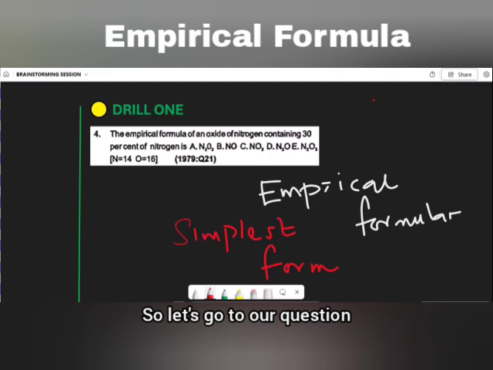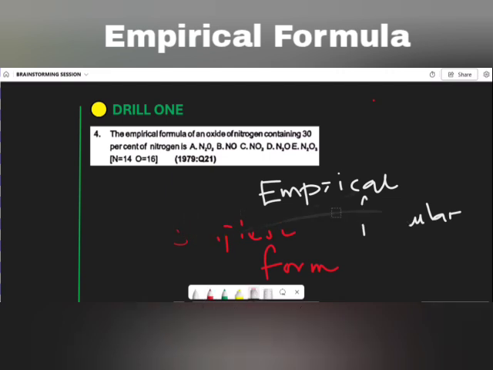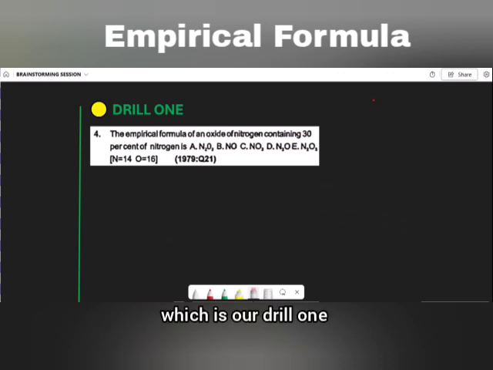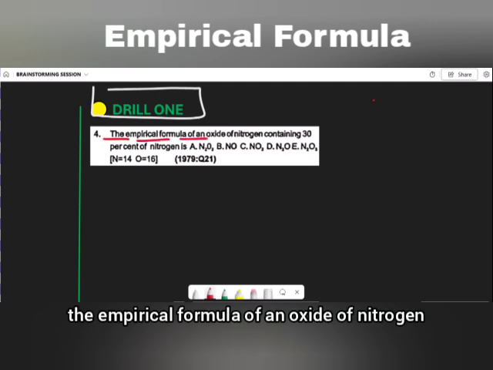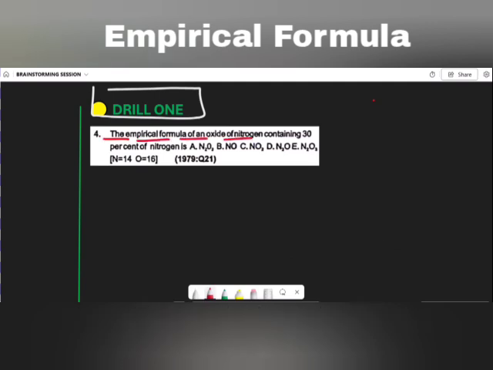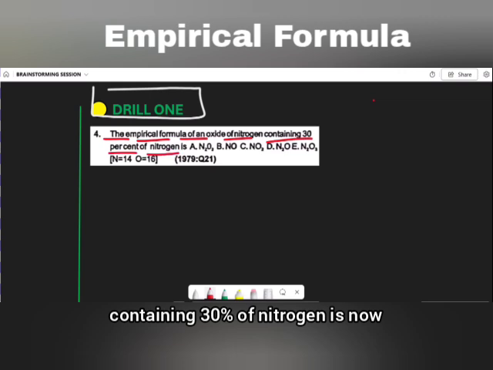So let's go into our question and see what we have. Coming down to our question, which is R1, we are given the empirical formula of an oxide of nitrogen containing 30% of nitrogen is.